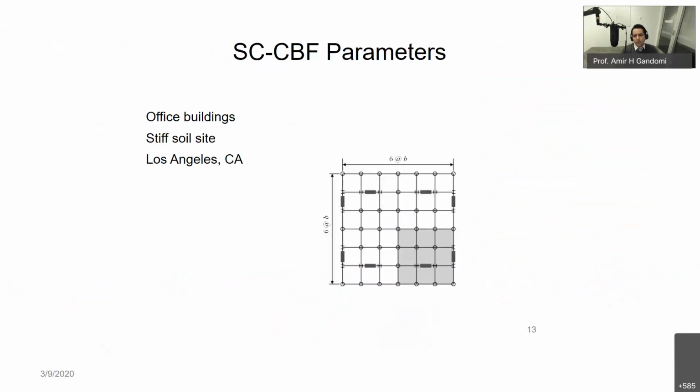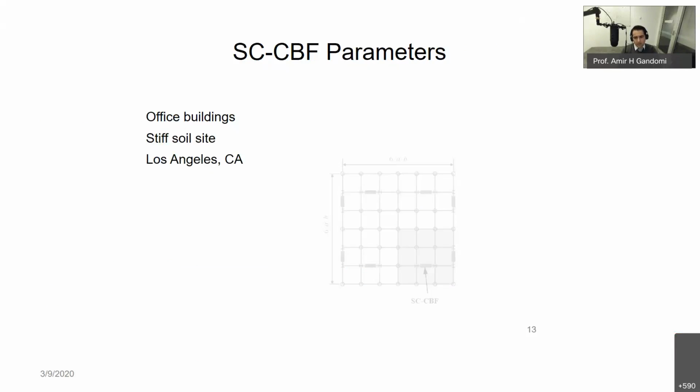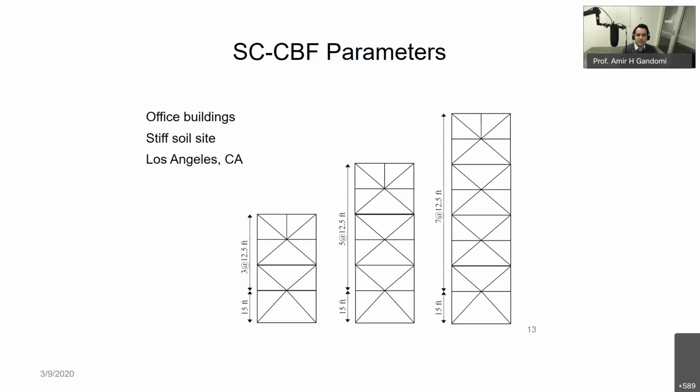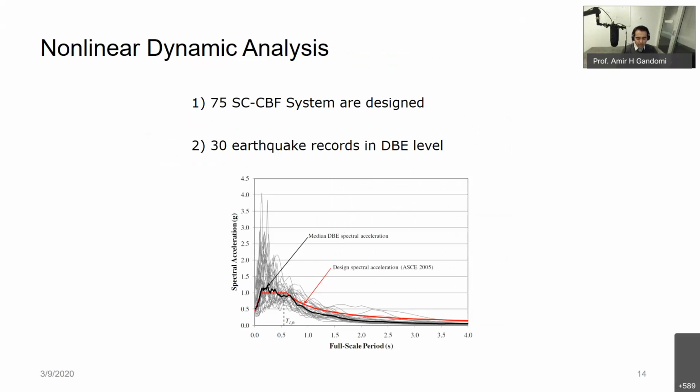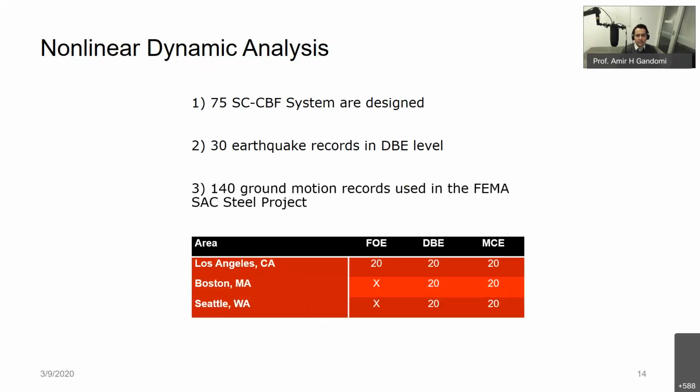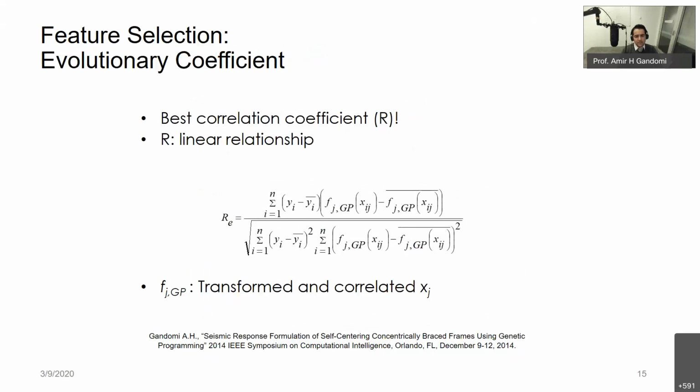For the prototype structure, we considered one office building designed for a stiff soil site, located in LA, California. And this is the system we want to analyze. So I've considered three elevations for this problem: 4-story, 6-story, and 8-story buildings. And these are the earthquakes applied to this structure. They are all at DBE level. And these are the earthquakes, actually 30 earthquakes here, and 140 different earthquake records here. So a total of 170 earthquakes applied to the structure, and 75 different structures have been considered here. So we created a decent database for this problem.